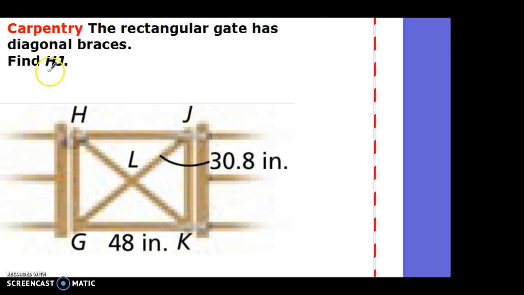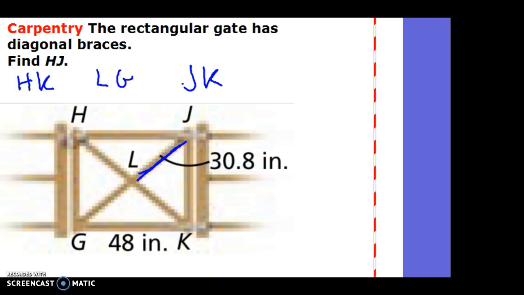I would not like you to just find HJ. I would like you to find for me also HK and LG. The length that I gave you here, that 30 and 8/10, is the length of JL. Use that as the length of JL. And I will give you bonus points if you can tell me what the length of JK is here. So pause the video and see what you can get.